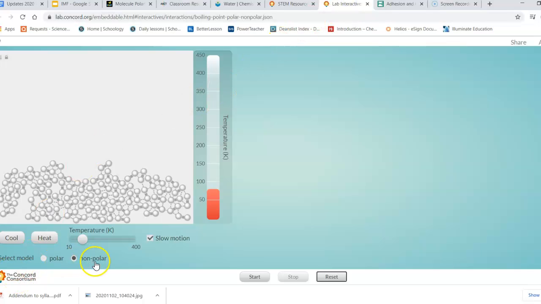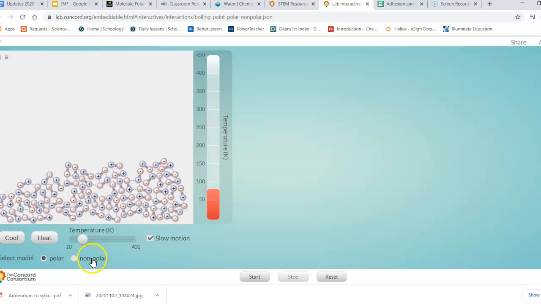Okay, so let's begin with polar. Let's begin with polar. So this is a liquid. You can see the little dashed lines representing intermolecular forces, whereas the solid lines represent bonds or intramolecular forces.